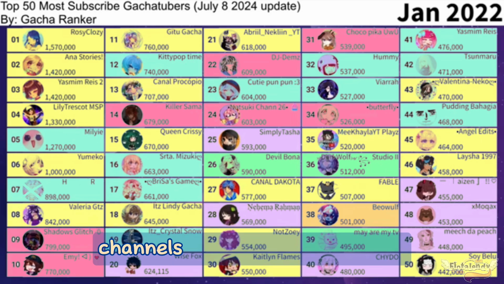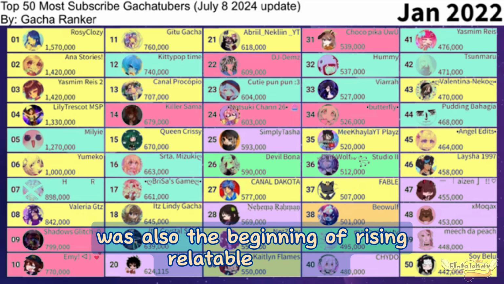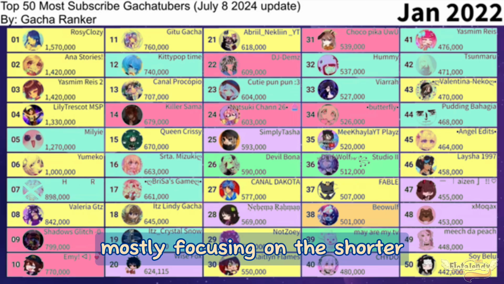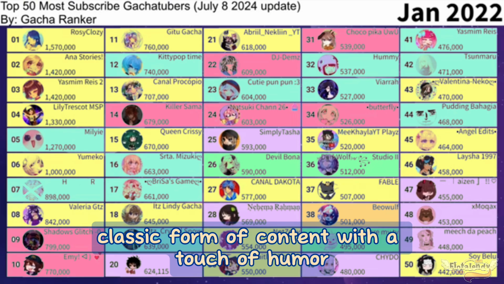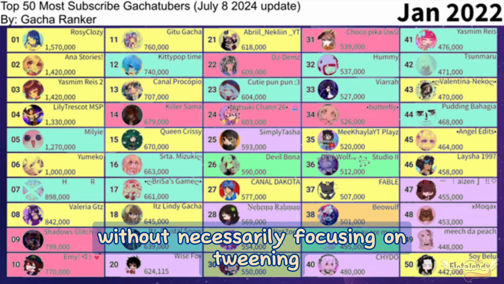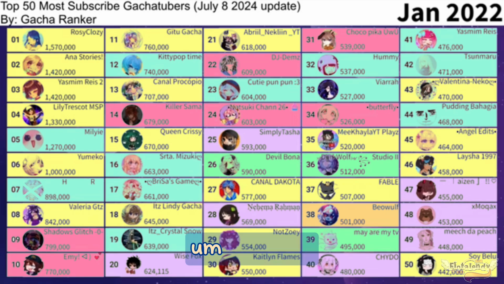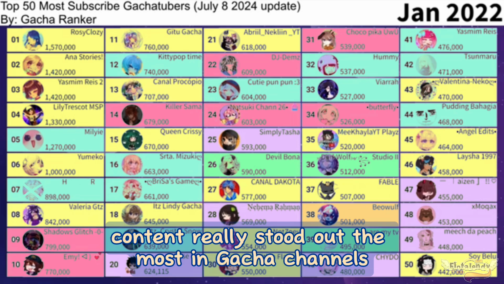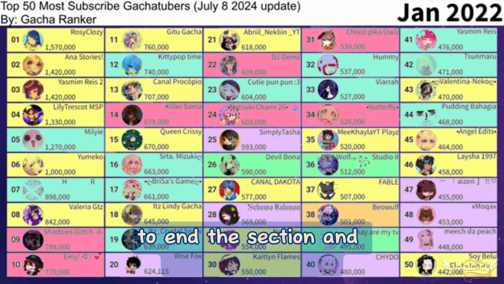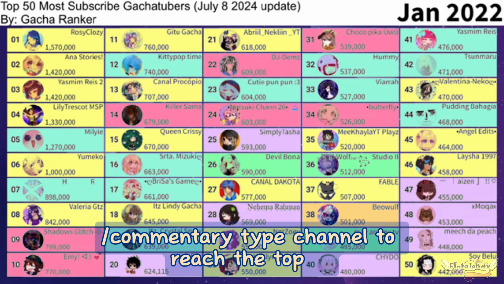Dedicated gacha animations channels were still going strong, with 1 out of 5 being in the top 50. 2022 was also the beginning of rising relatable channels, mostly focusing on the shoulder classic form of content, with a touch of humor, and Gacha Trendsetters, borrowing from gacha memes without necessarily focusing on tweening, but editing and art. When it comes to fandoms, My Hero Academia and FNAF content really stood out the most in gacha channels. To end this section, an honorary mention for Beowulf being the only VTuber/commentary type channel to reach the top 50.